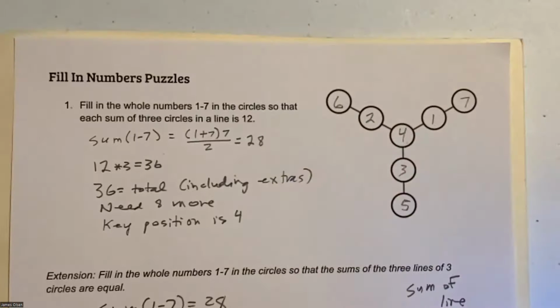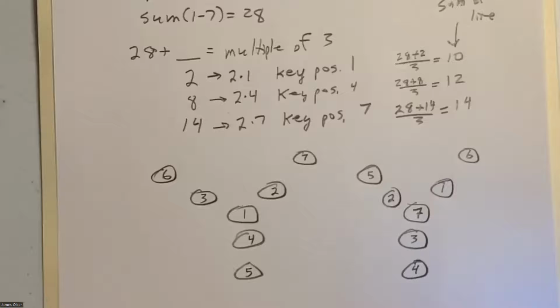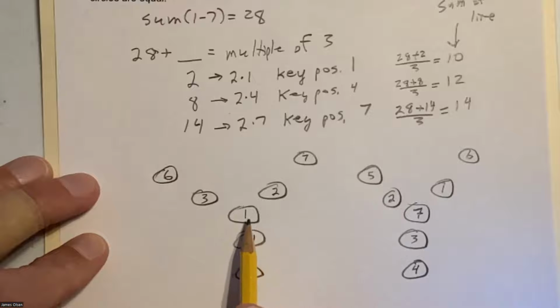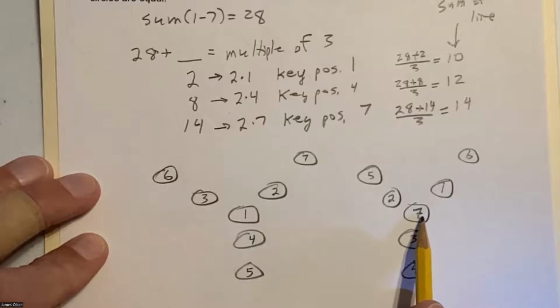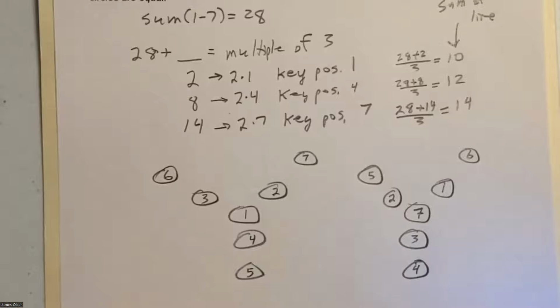Now let's see if you can fill in the numbers. So you might pause the video and see if you can fill in the numbers to get the other 2 solutions. And here are the other 2 solutions. Putting 1 in the center in the key position, the sum of each line is 10. Putting 7 in the key position means it's going to be used 3 times, and each line is 14.